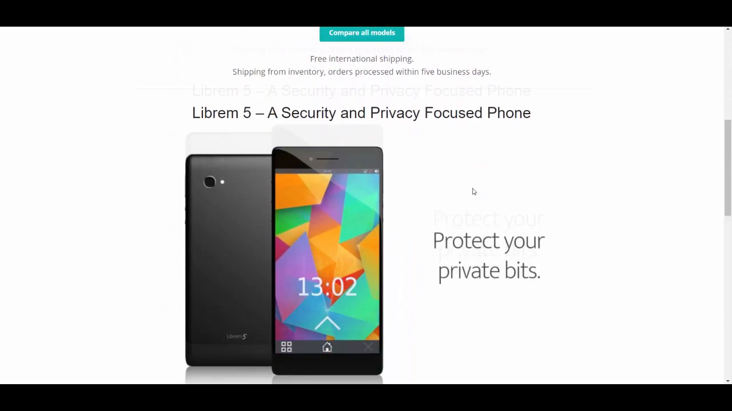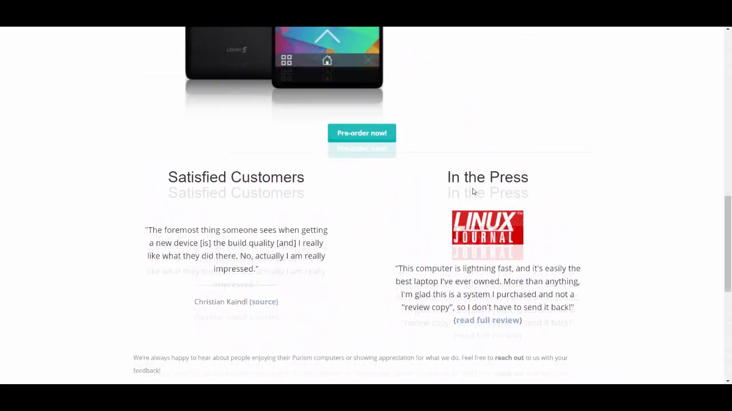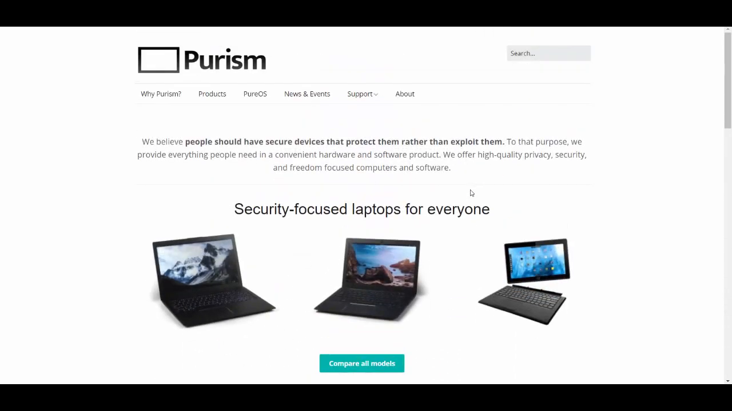PureOS is an operating system developed by a company known as Purism. Want to know more about that? So what are we waiting for? Let's get started.